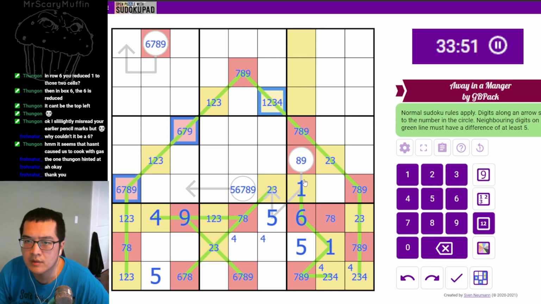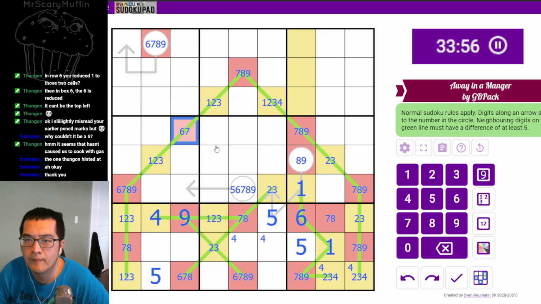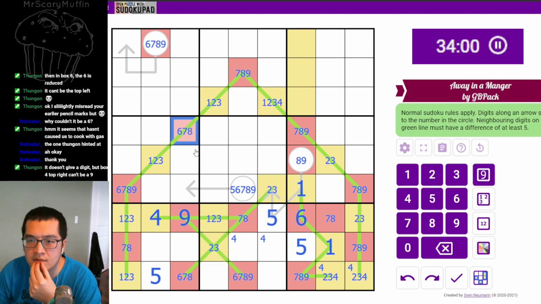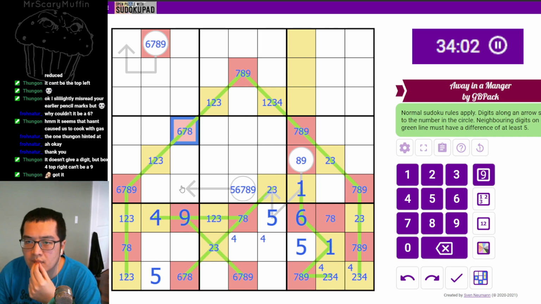Just trying to look here at some of these. Oh, that one can't be a 9. Wait, did I miss? I missed the 8. I removed the 8 by accident. No, I removed the wrong number when I was punching it, I think.